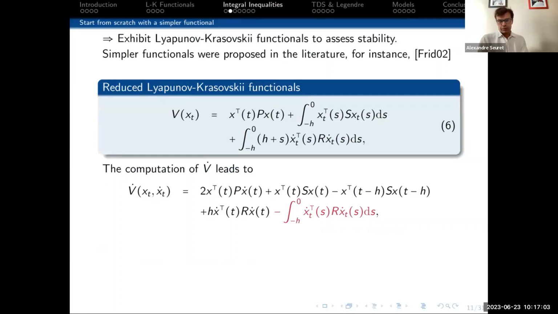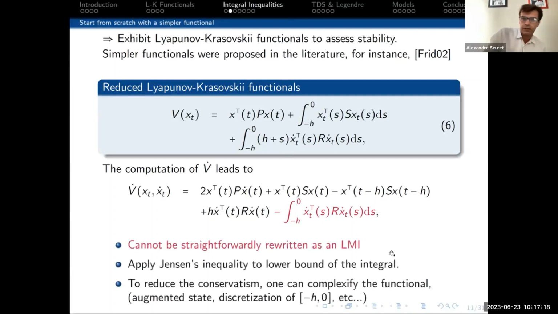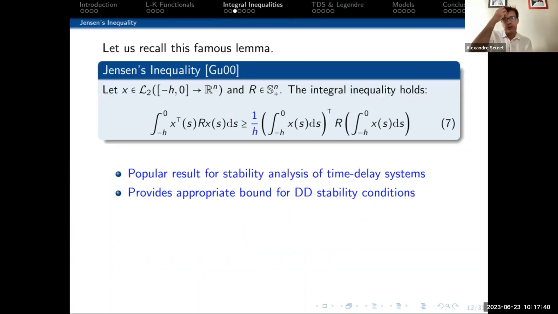And how does it work? So you have this functional that involves this x dot term here, and you compute its derivative with respect to time. You end up with this term that is in red here that does not enter directly into the framework of LMI because it's not exactly a quadratic term, because of this integral there. So what you want to do in this case is to apply Jensen inequality in order to get a lower bound of this integral and to enter into the framework of the LMI.